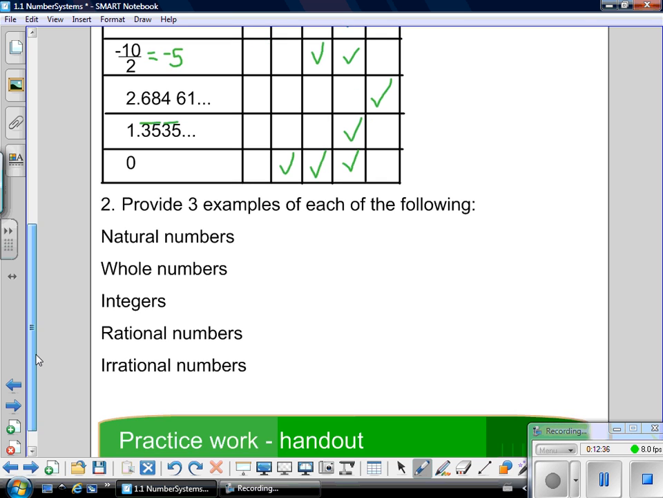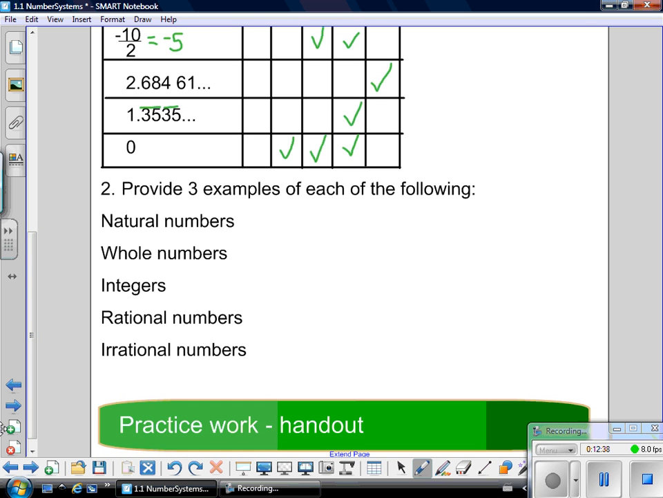Now let's look at another type of example. It says provide 3 examples of each of the following. We're going to go through this fairly quickly. Natural numbers, counting numbers: 1, 2, 3. Whole numbers: 0, 1, 2, 3 if you want to keep going. Integers are positive and negative numbers that don't contain decimals, so -1, -2, -3. Rational numbers are numbers that can be written as fractions, or perfect square roots such as root 9, or repeating decimals.